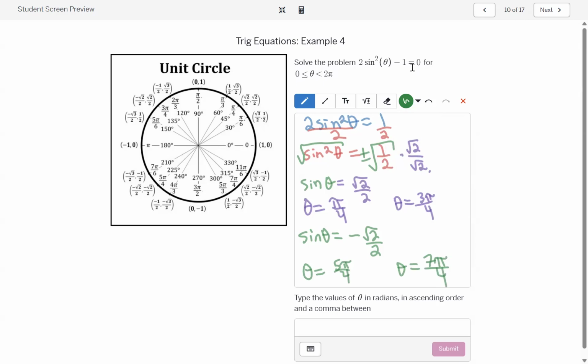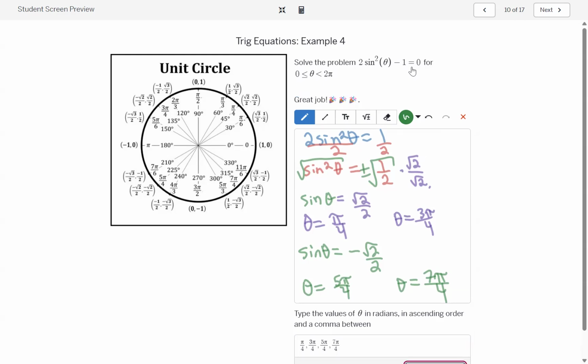So because this was a quadratic trig equation, we actually ended up with 4 solutions. Technically, it's 4 infinite lists of solutions, but between 0 and 2 pi, it's just 4 particular numbers. So pi over 4, 3 pi over 4, 5 pi over 4, and 7 pi over 4. There's our great job.